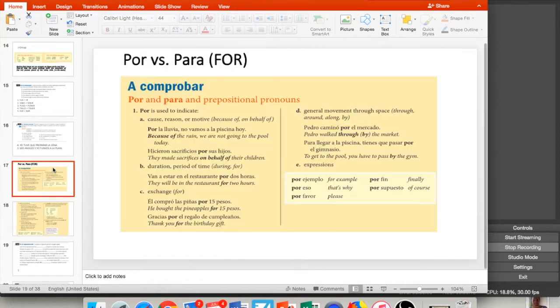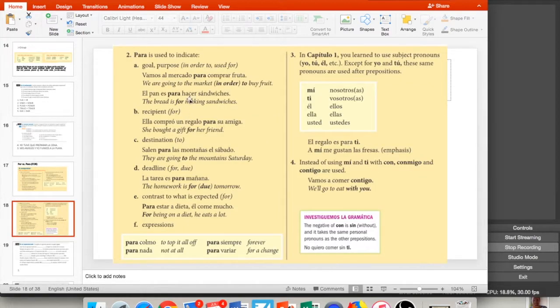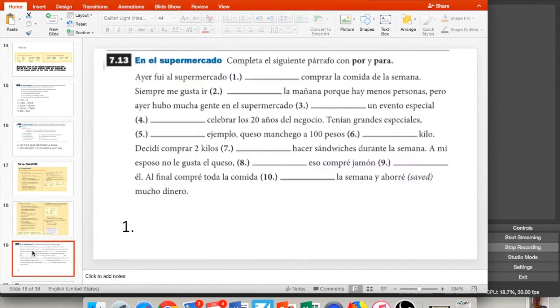Well, let's think about it. Would this be a cause, a reason, or a motive? I'm not really translating it as because of or on behalf of. Would it be a period of time? An exchange? Going through somewhere? I don't know. What about over here with para? Maybe it's a goal or a purpose, a recipient, a destination, a deadline, a contrast or an expression. What do you guys think here?